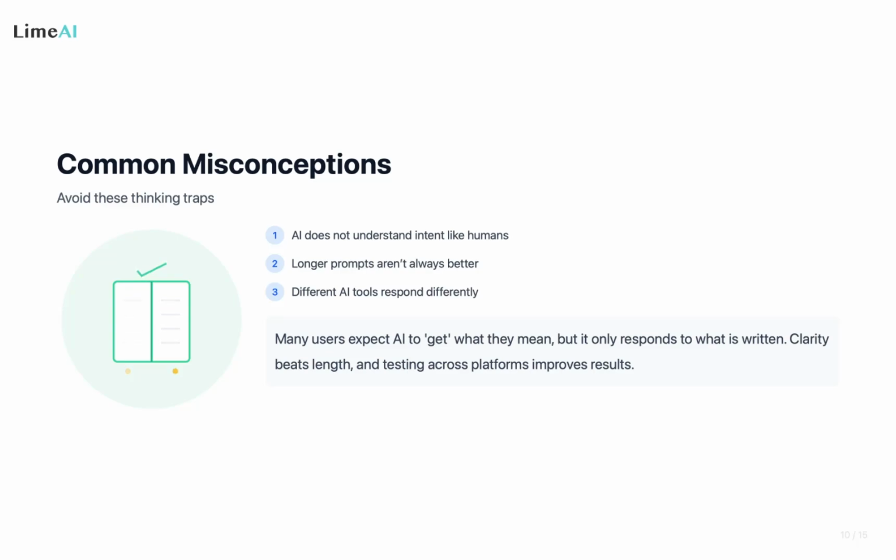Third misconception, that one prompt works everywhere. Different AI tools like ChatGPT, Gemini, or Claude have different personalities and responses. A prompt that works great on one might fail on another. So don't assume consistency. Test your prompts across platforms and tweak as needed.